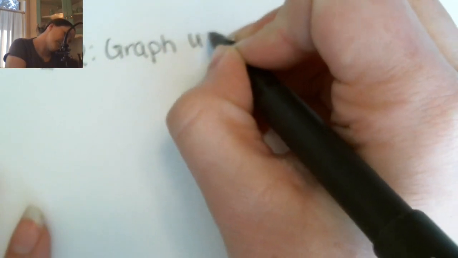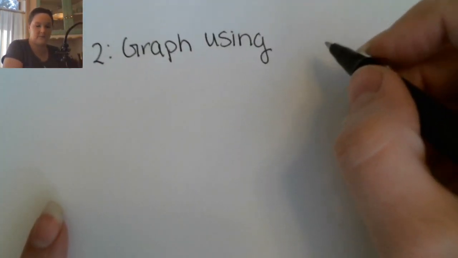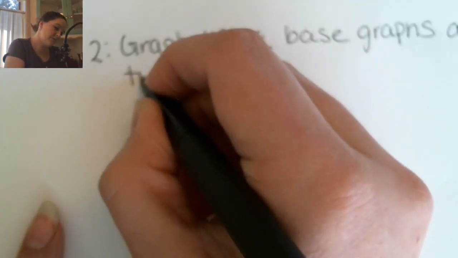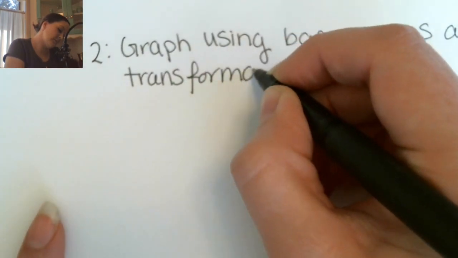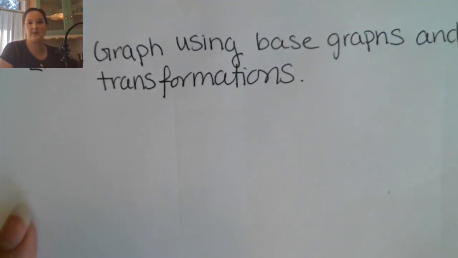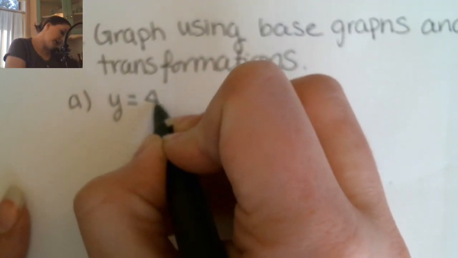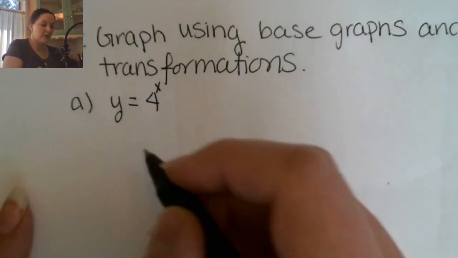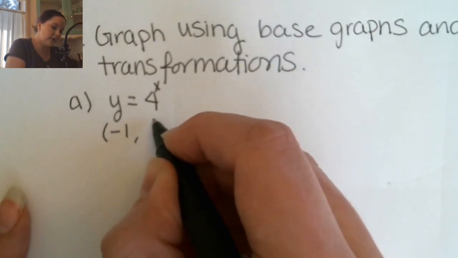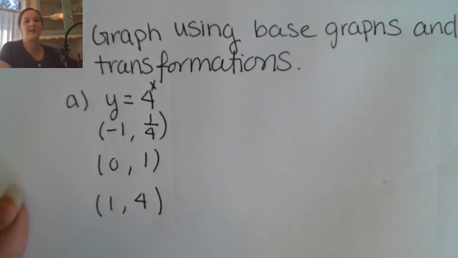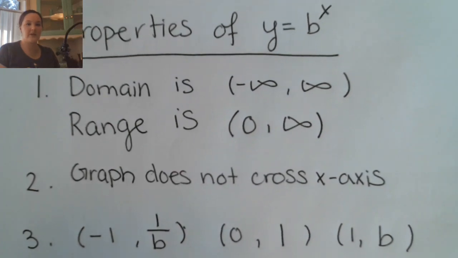So let's look at an example of how we're going to use this stuff to graph. This time is the first time we're really going to use graphing using base graphs and transformations. The first thing we're going to graph is just the base graph 4 to the x. So I'm going to use my key points: -1, 1/4; 0, 1; and 1, 4. Because in this example, b is the base, and our b is 4.